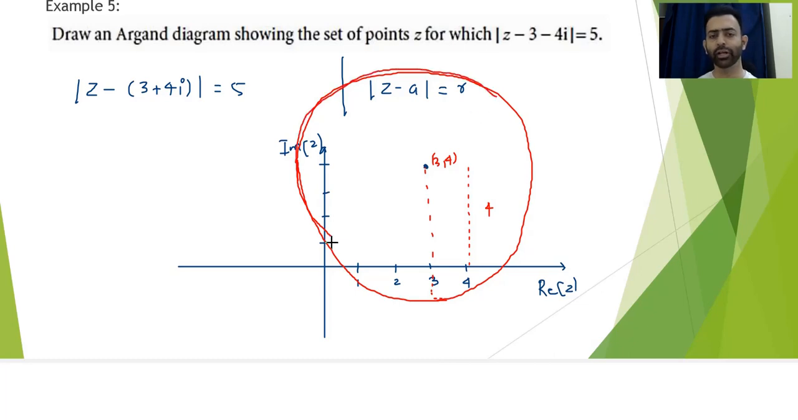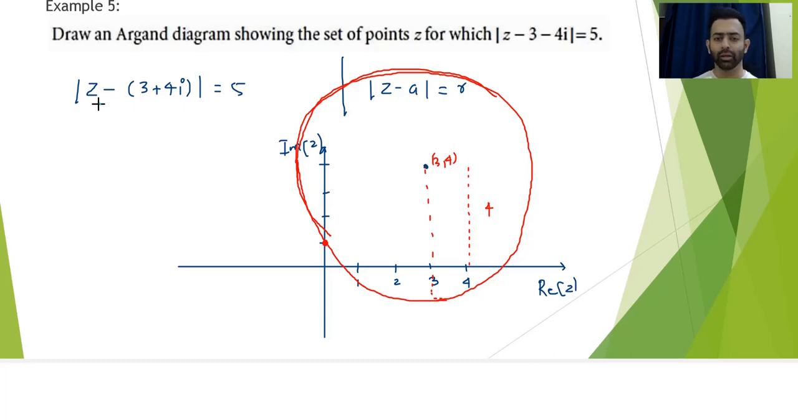And in order to find the exact points where it will intersect the y-axis or x-axis, you can convert this into Cartesian form by writing z as x plus iy, and opening up this bracket, you will find the x and y coordinates also. Meaning the points of intersection with the x and y axes.